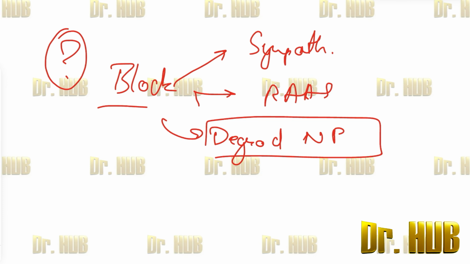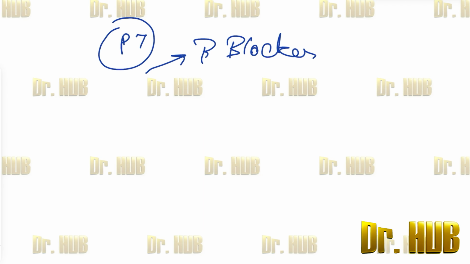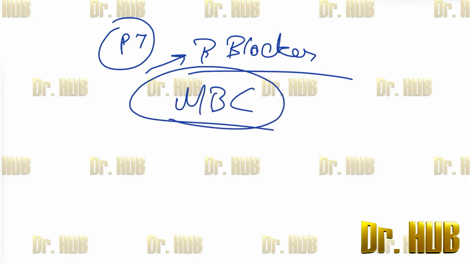Now let's look at the pharmacotherapy. Under this pharmacotherapy, the first one is the beta blocker. What it does is it blocks the sympathetic system, and the commonly used drugs include metoprolol, bisoprolol, as well as carvedilol. Bisoprolol is the most preferred.